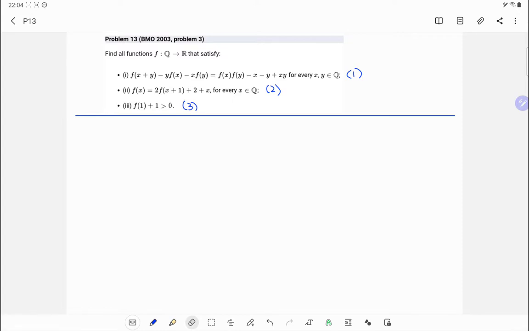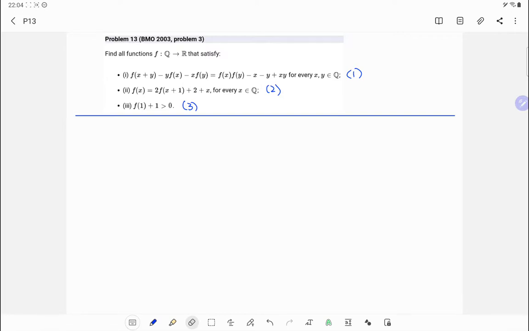The first one is f(x+y) - y f(x) - x f(y) = f(x) f(y) - x - y + xy for every rational numbers x and y. The second condition is f(x) = 2 f(x+1) + 2 + x for every rational number x. And the third condition is f(1) + 1 is larger than 0.